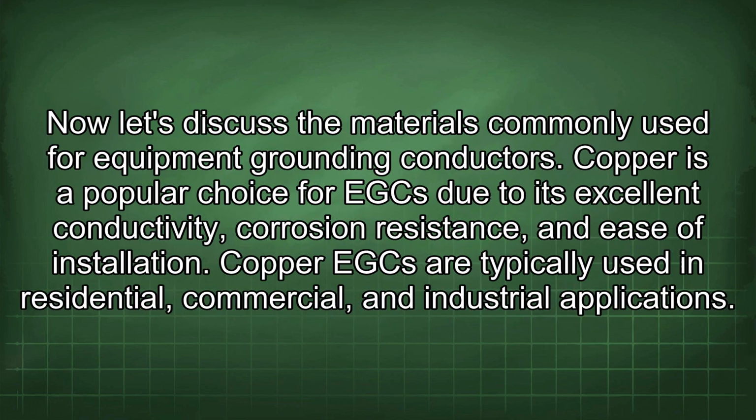Now let's discuss the materials commonly used for equipment grounding conductors. Copper is a popular choice for EGC due to its excellent conductivity, corrosion resistance, and ease of installation. Copper EGC are typically used in residential, commercial, and industrial applications.